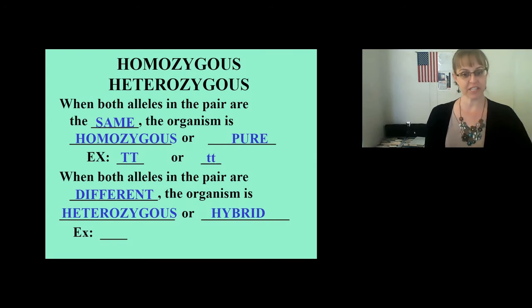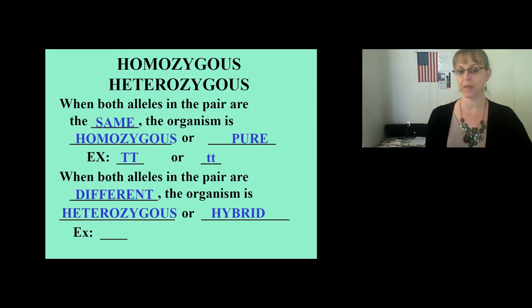When both alleles in the pair are the same, the organism is homozygous. It has two of the same allele. Or it's purebred. Both are the same thing. For example, two capital T's or two lowercase t's are both homozygous or purebred. When the alleles in the pair are different, the organism is heterozygous or hybrid. So this means they have two different letters. So a capital T and a lowercase t would be a heterozygous genotype.